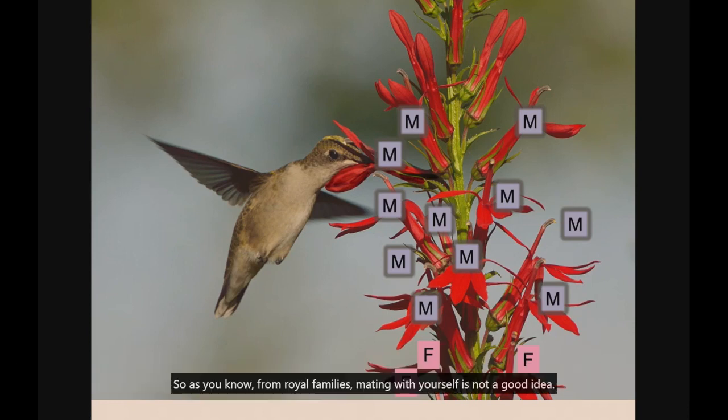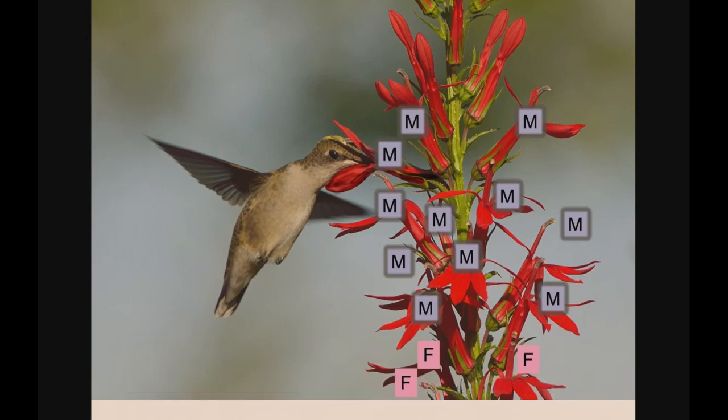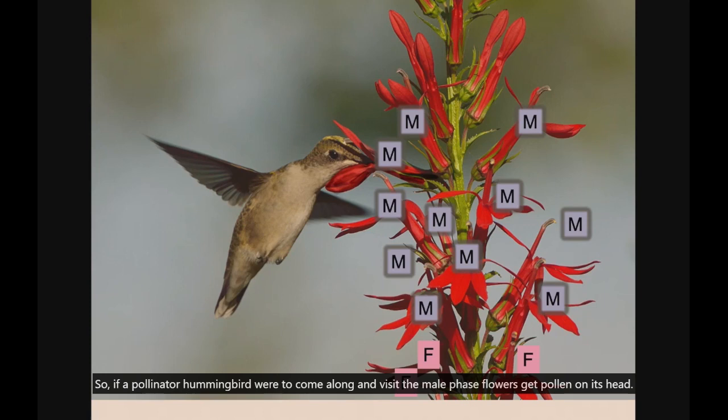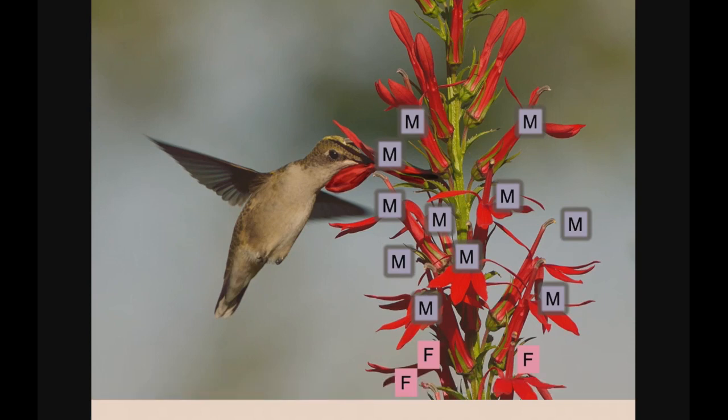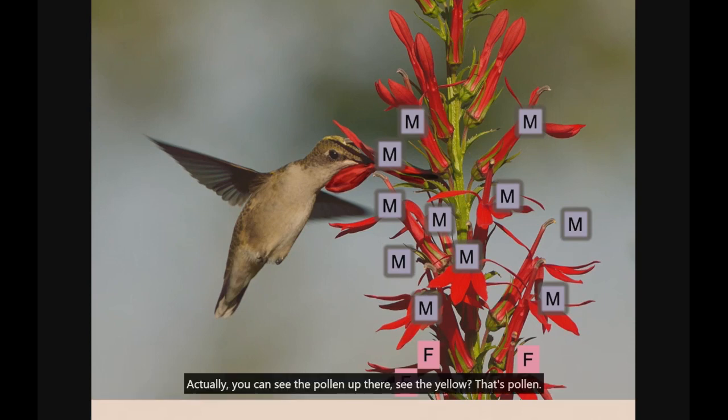So, as you know from royal families, mating with yourself is not a good idea. Inbreeding in general is not a good idea, right? It's not a good idea across the biological world. So, if a pollinator, a hummingbird, were to come along and visit the male phase flowers, get pollen on its head, actually you can see the pollen up there, see the yellow?